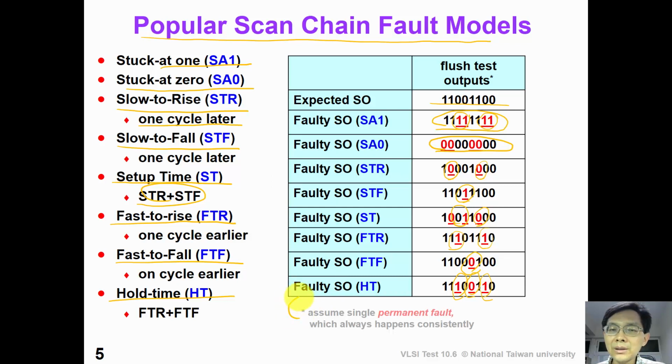Please note that in this table, we assume there is 1 single permanent fault in the scan chain, which means that the fault always happens consistently.